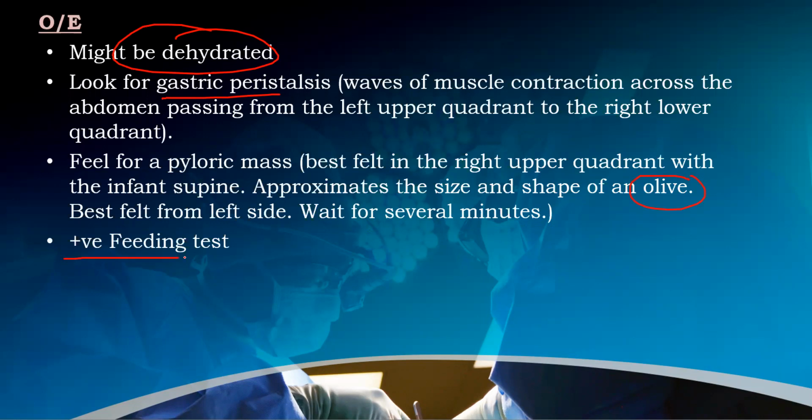Sometimes we also ask for a feeding test. That means we ask the mother to feed the baby, and we see what happens after feeding. So if the child immediately vomits and the vomiting looks projectile and forceful, then that means it's a positive feeding test. Now, it's not always that we need to do that. So if you don't ask for it, it's not a problem. But sometimes in the physical examination, you can get that positive feeding test. And that suggests that it is pyloric stenosis. So we're looking for these physical examination findings here: visible gastric peristalsis and palpable pyloric mass.